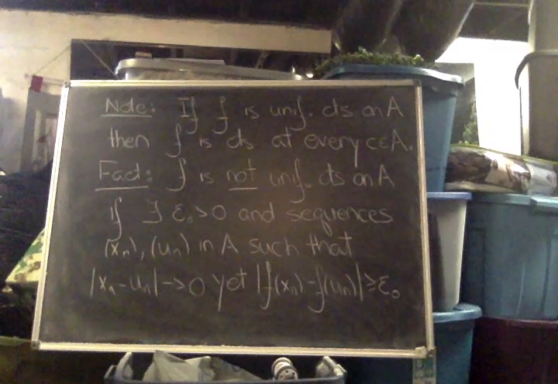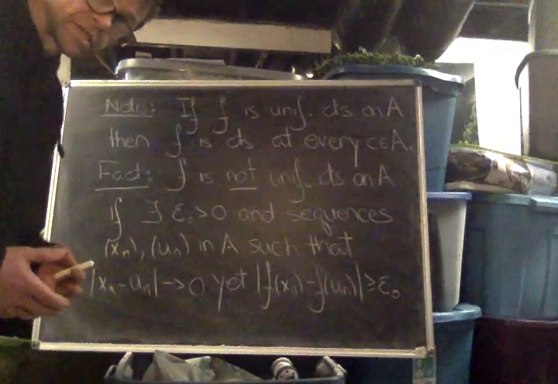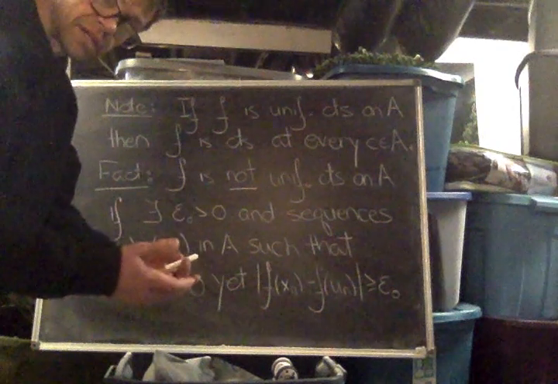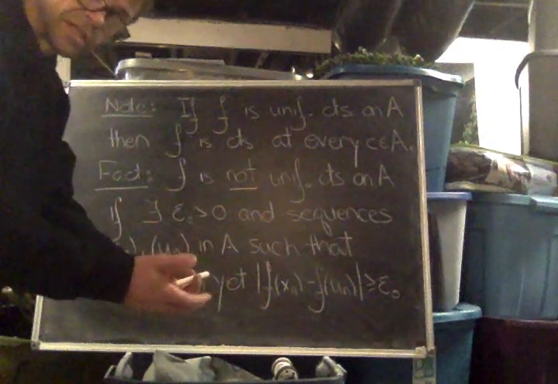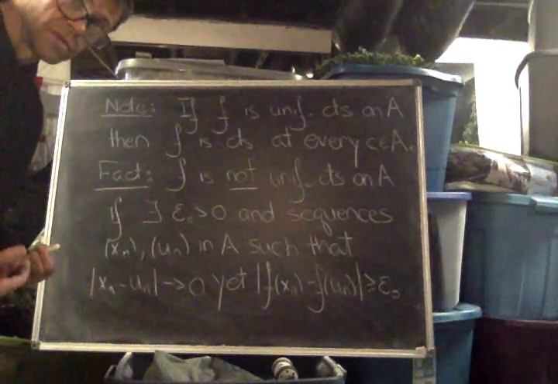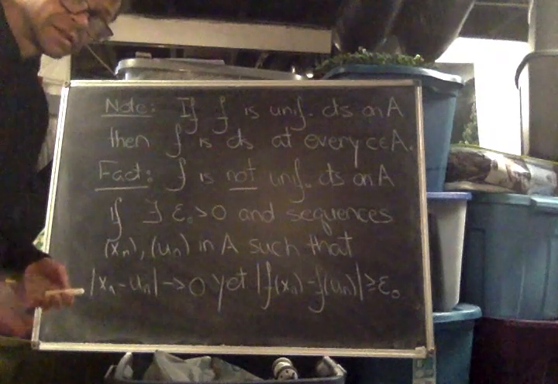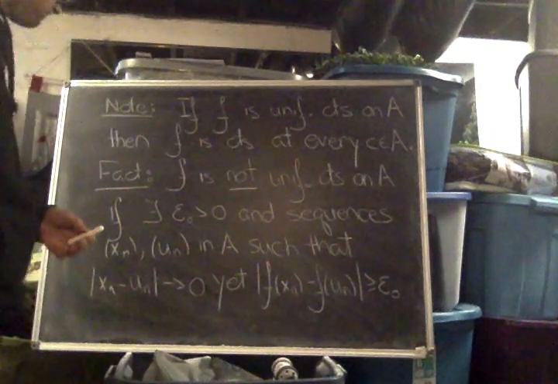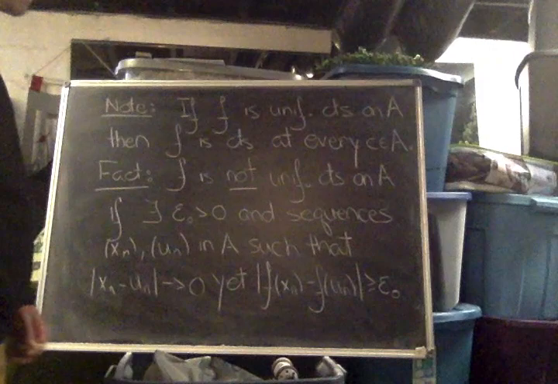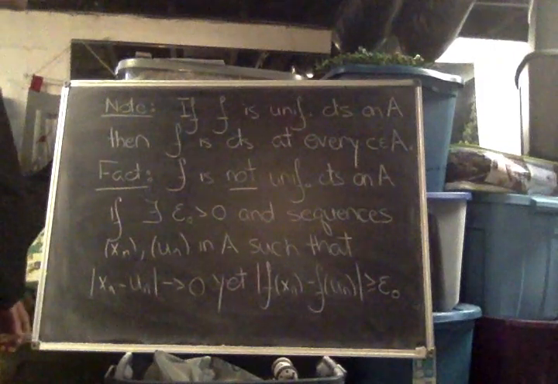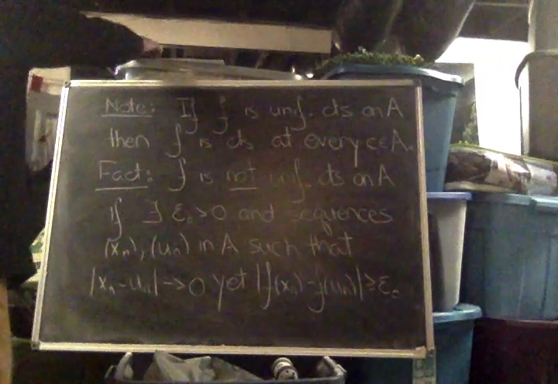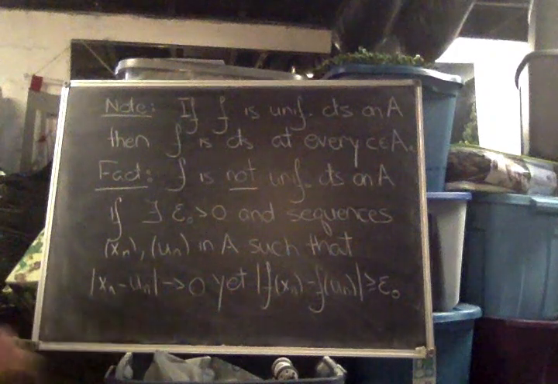And of course, as I said, if something is uniformly continuous, then it has to be continuous. Therefore, if it fails to be continuous, it definitely fails to be uniformly continuous. Right? That's part and parcel with this fact here. All right, so let's see this in action.